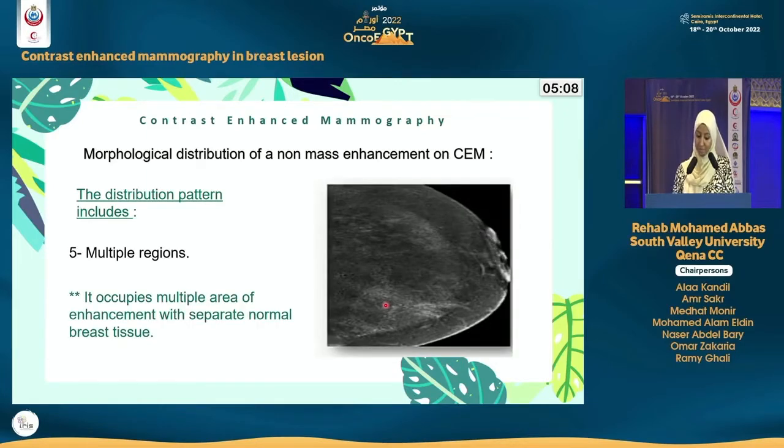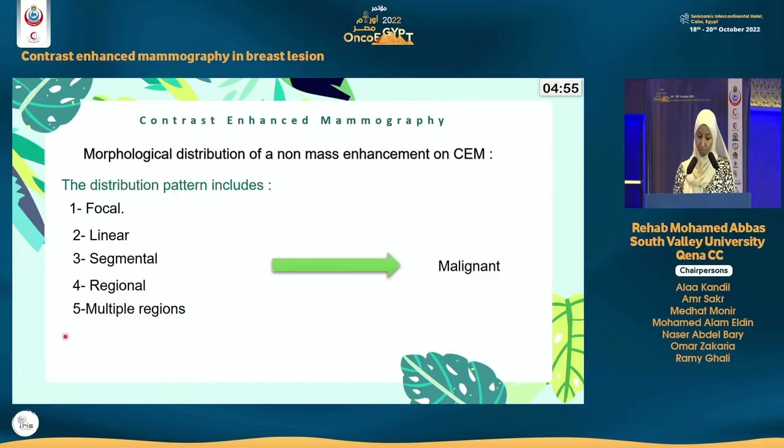النوع الخامس بعد كده إن يكون في عندنا multiple regions، إن هو بيبقى فيه كذا باترن من إنهانسمنت زي هنا في عندنا focal enhancement وتحت في عندنا segmental enhancement وفي ما بينهم normal breast tissue. الأنواع اللي إحنا اتكلمنا عنها الفوكال واللينير والسيجمنتال والريجيونال والمالتيبل ريجنز دول غالبا بيبقوا مع المالجنانت ليجن.